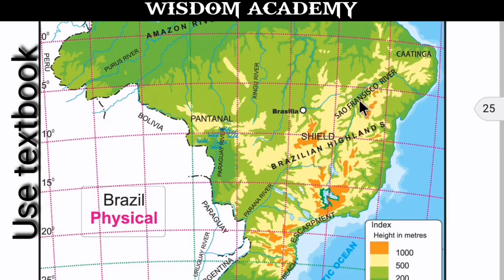So there are many rivers that are ending here and they are meeting the Atlantic Ocean. Here we are having the Atlantic Ocean. Here we are having the San Francisco River that is going and meeting the Atlantic Ocean.